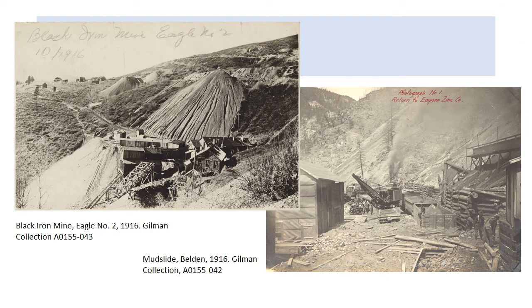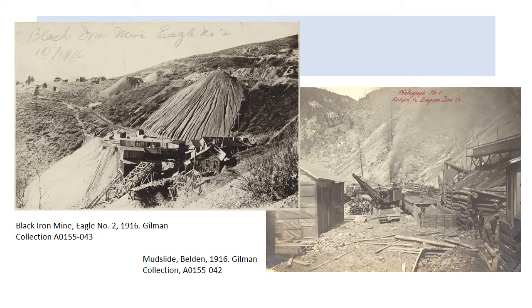So here's a picture of the Black Iron Mine, Eagle number 2 in 1916, again looking down the slope of the gorge towards the Eagle River. And when you look at these mines and the mine dumps, there is a lot of material that's going down the side of the cliff face towards the Eagle River. And whenever there was a cloud burst or a rainstorm, they would have mudslides and debris flows that went down towards the mill and covered the railroad tracks.